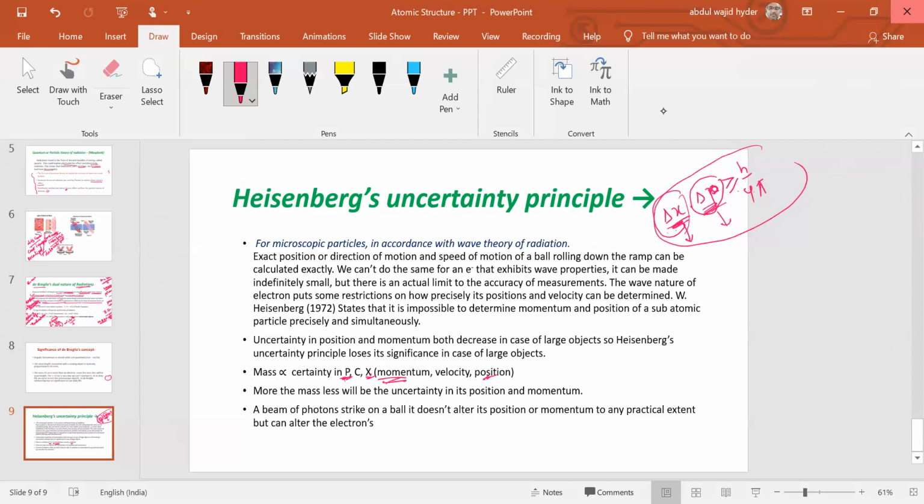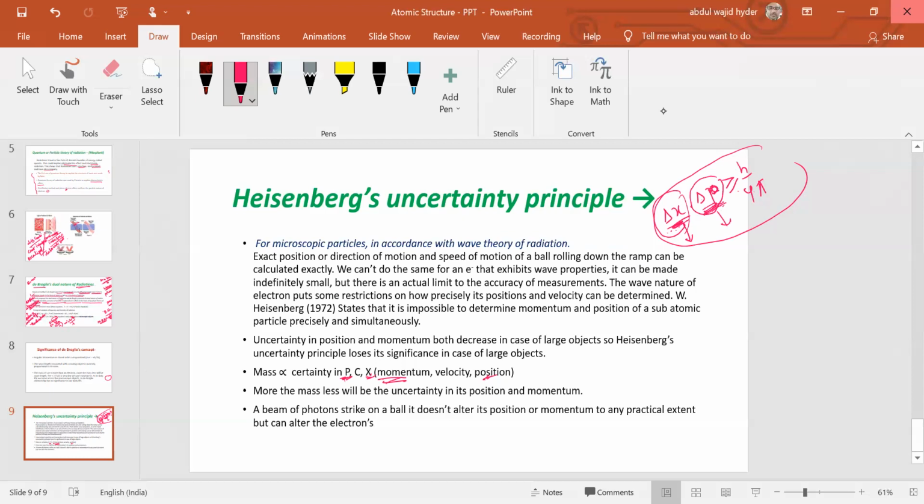Change in position and change in momentum of a microscopic object can't be determined simultaneously with certainty. Any one you can tell exactly with certainty, but both simultaneously can't be explained. Any one can be certain, the second will be uncertain. Is it okay?